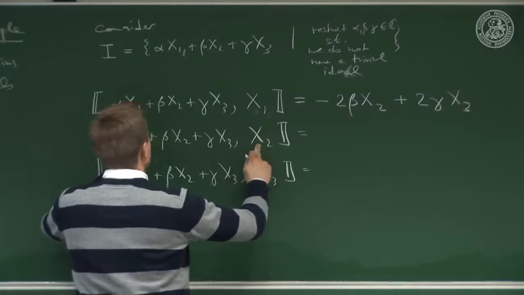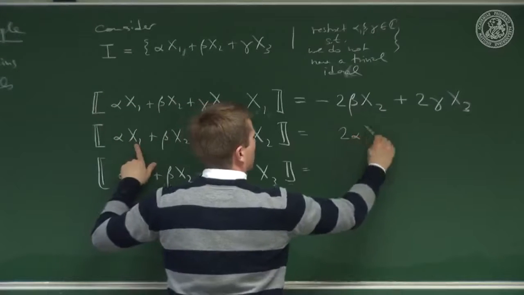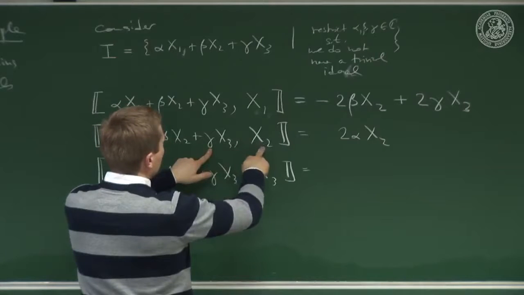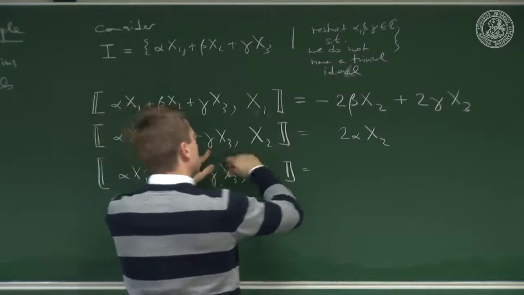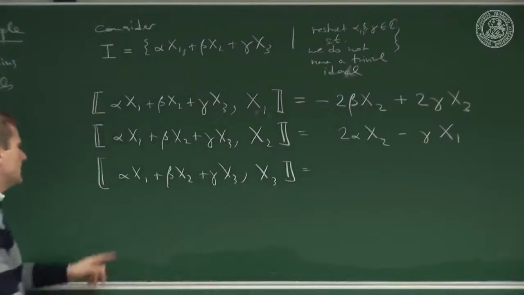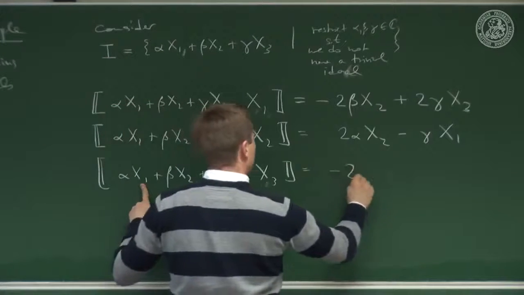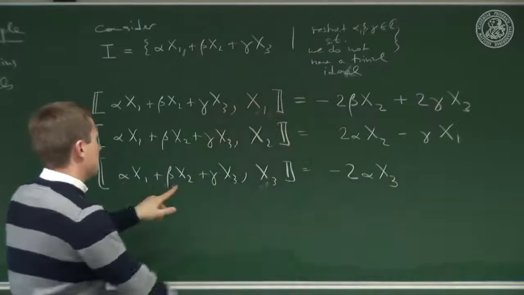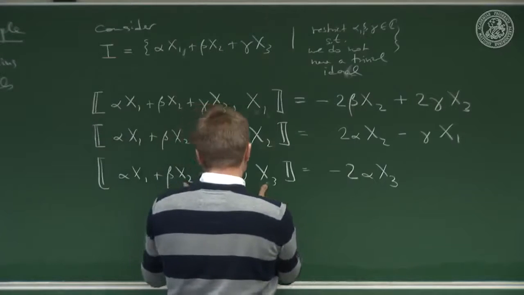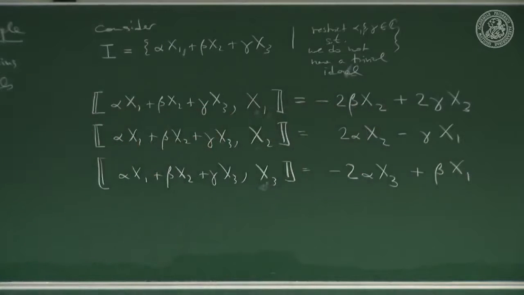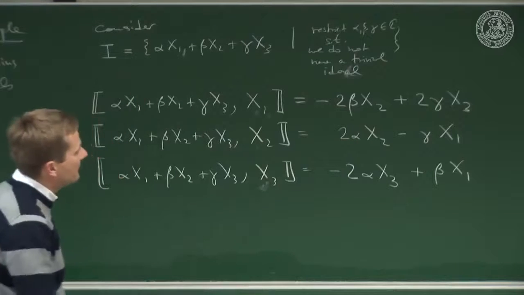Now let's calculate this one. [x1, x2] we said was 2, so it's 2 alpha x2. [x2, x2] vanishes, and [x2, x3] yielded x1, wrong order, so minus gamma x1. And this one, [x1, x3] yielded minus 2, so it's minus 2 alpha x3. [x2, x3] yielded x1, right order, so this is plus beta x1. So these are these brackets, and now in this case we can discuss this very quickly.